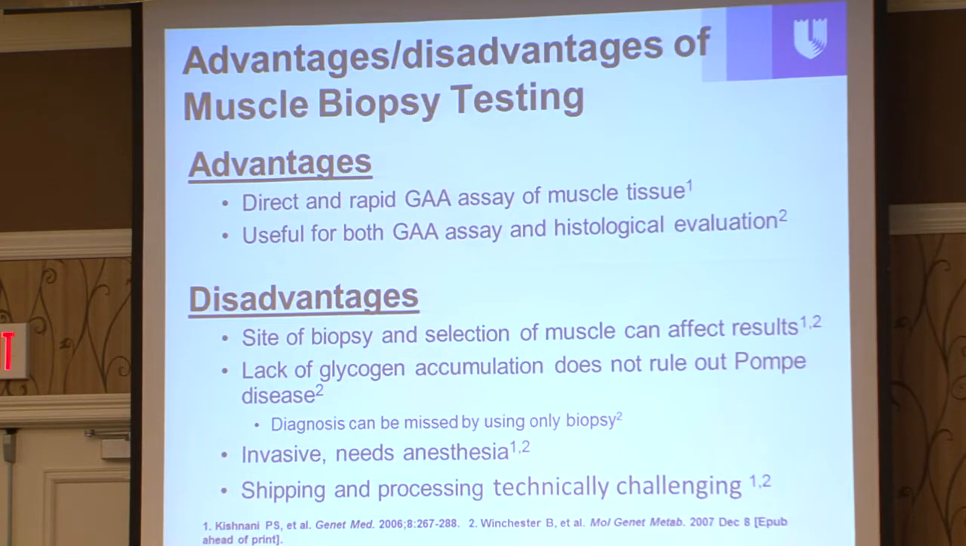So advantages of muscle biopsy: it is a direct method. You get a rapid answer. You can measure GAA enzyme activity on muscle, you can look at histopathology, and you can get a quicker answer as compared to the other odyssey of testing.